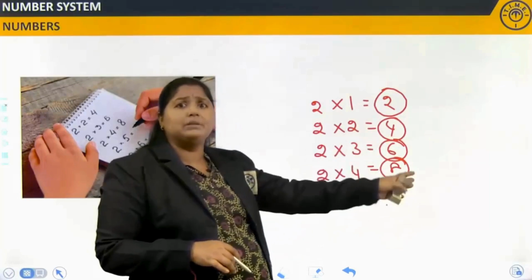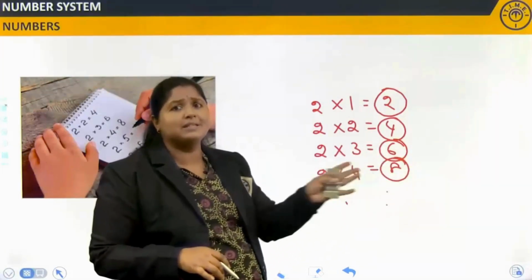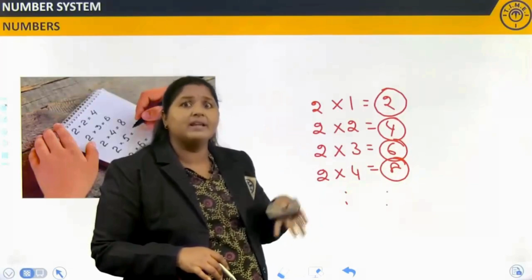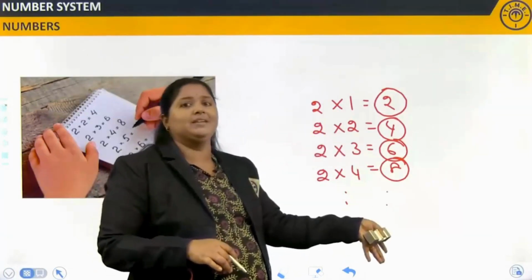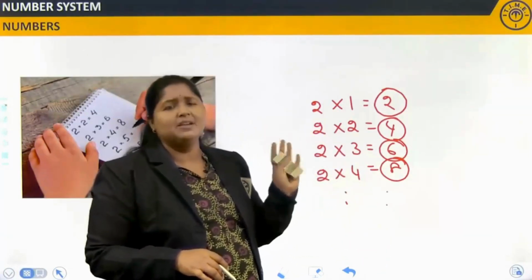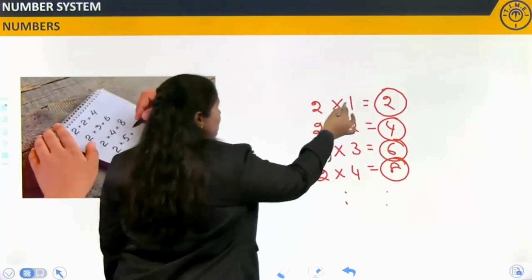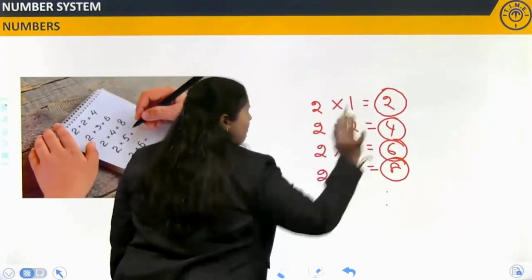If you write 3 table, 3 ones are 3, 3 twos are 6, 3 threes are 9. The 3, 6, 9, etc. are nothing but multiples of 3. Okay, that's it. You are multiplying 2 with 1, 2, 3, 4, you get multiples.